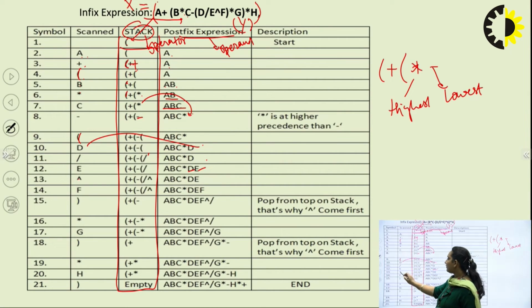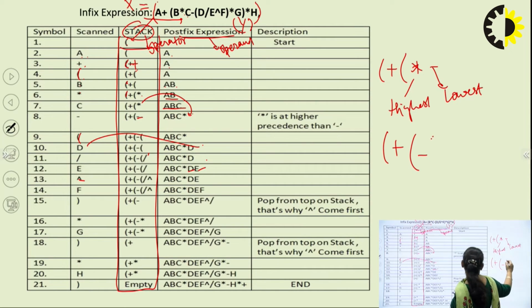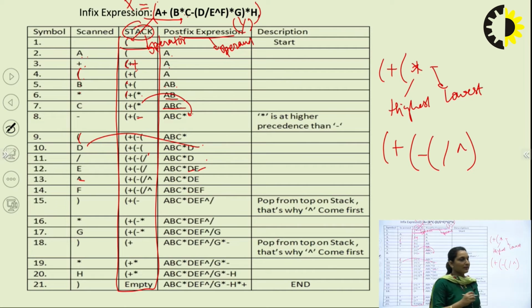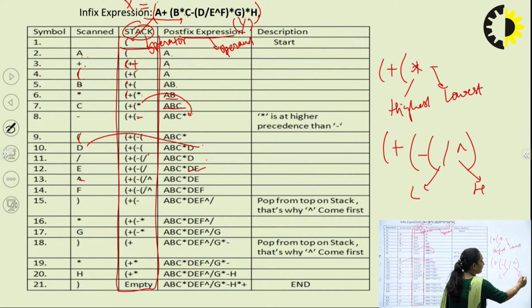Then this situation arises with plus, minus, and so on. What is the case? This is a case where we have a lower and then a higher. When this situation arises, we wait until there is a right parenthesis, that is a closing parenthesis, and then we pop it from the stack. So we will save it like this also.